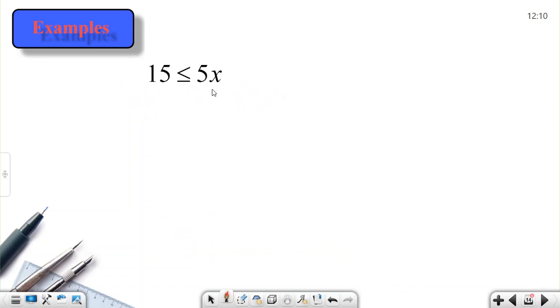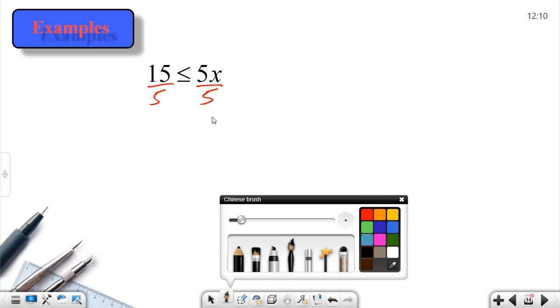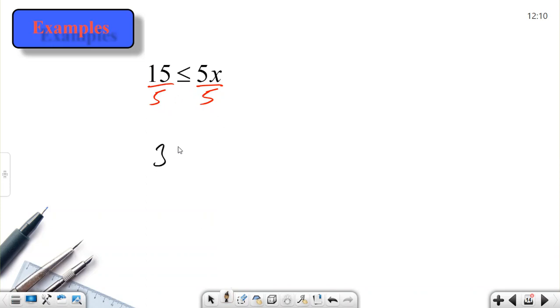15 is less than or equal to 5x. If you divide both sides by 5, this is a positive number, so when you divide by a positive number, we don't change the inequality sign. Now 15 divided by 5 is 3, which is less than or equal to; 5 divided by 5 is 1, and 1 times x is x. 3 is less than or equal to x.